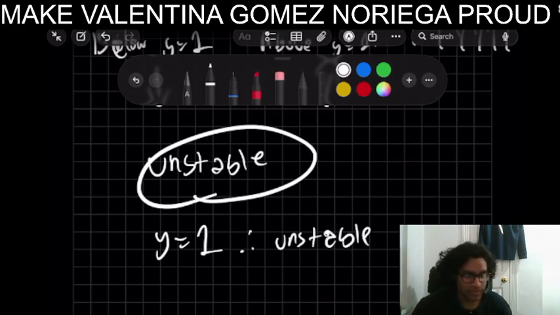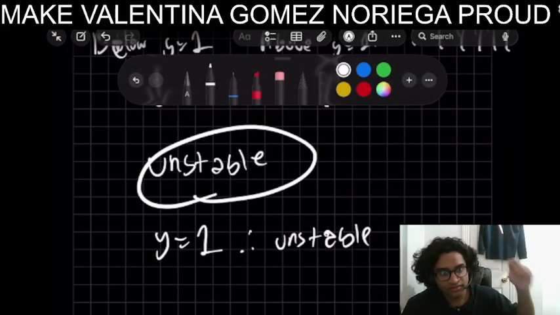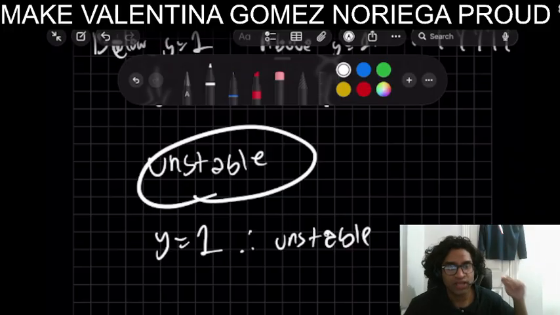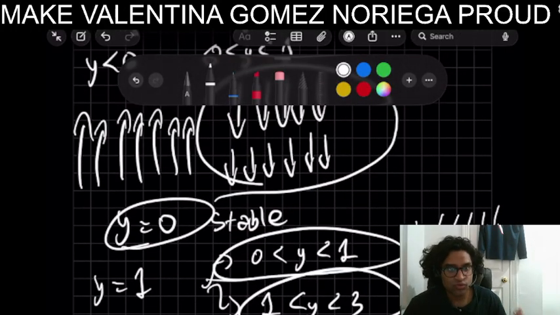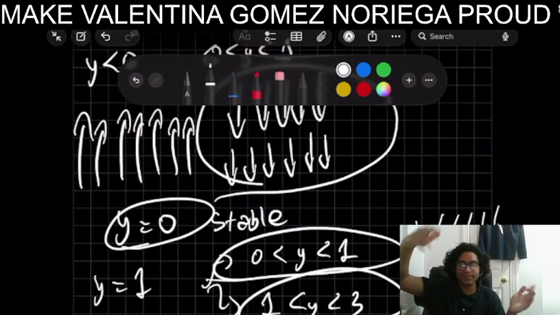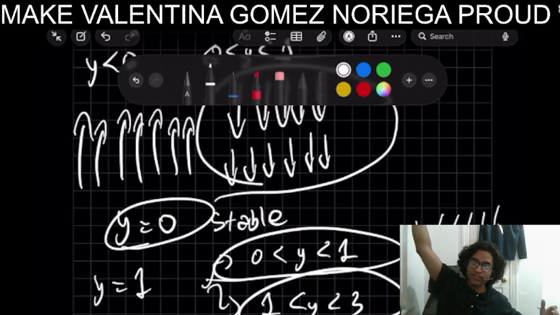Why is it unstable? Again, the only reason it is unstable is because the ones below are going below and the ones above are going above. On y equals 0, we had the below going above and the above coming below. So it's like, I don't know if you understood, but if you didn't understand, that's fine. It's like rain falling and the water pressure going up. So think of like something from above coming down and something from below going up.